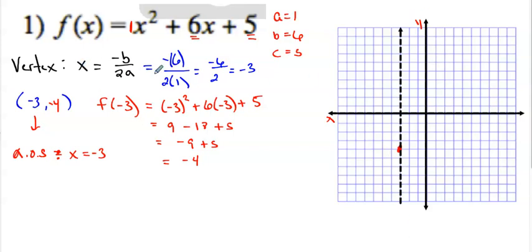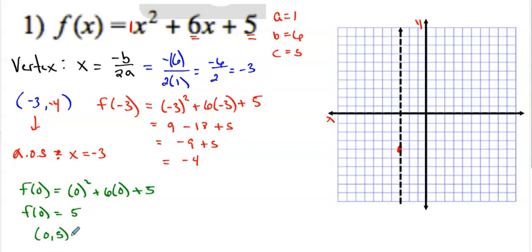Then, we have the vertex and the axis of symmetry, and the other piece we're missing is the y-intercept. The y-intercept is very easy to find as well. Plug in 0 for x, and that's just going to give you 0 squared plus 6 times 0 plus 5, so f of 0 equals 5. So f of 0 is a coordinate of 0, 5. So 1, 2, 3, 4, 5.